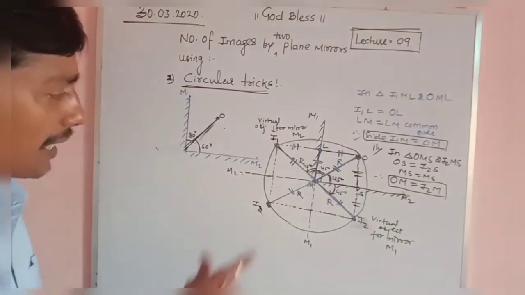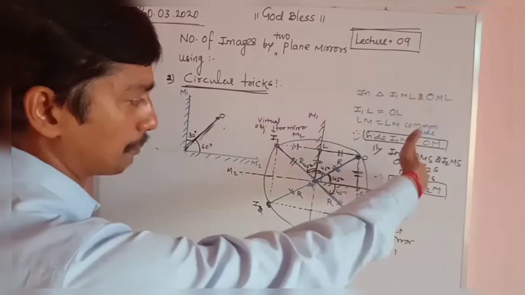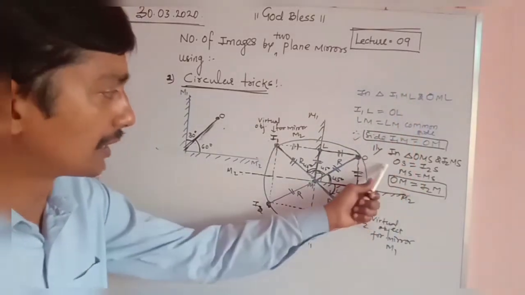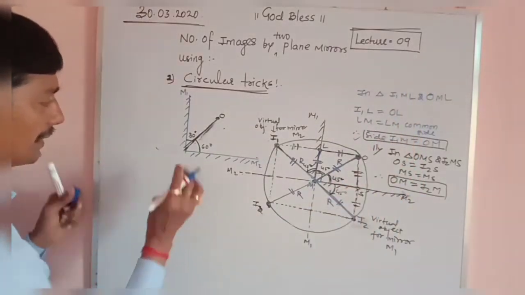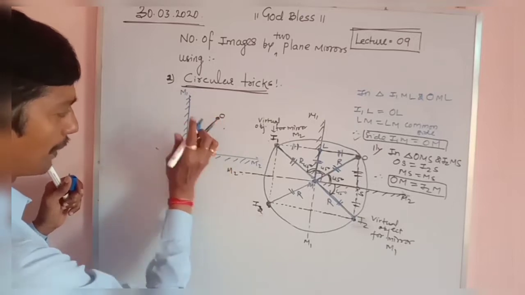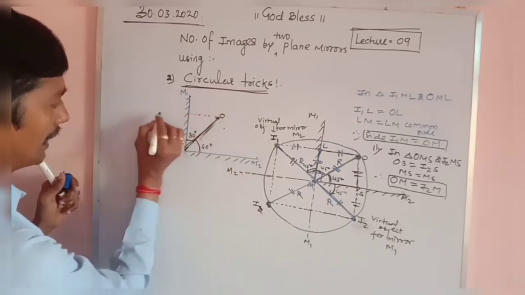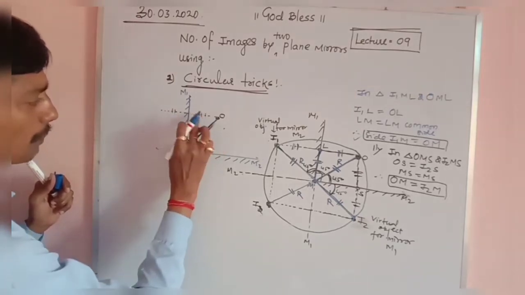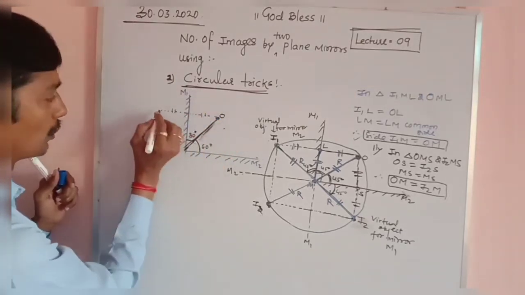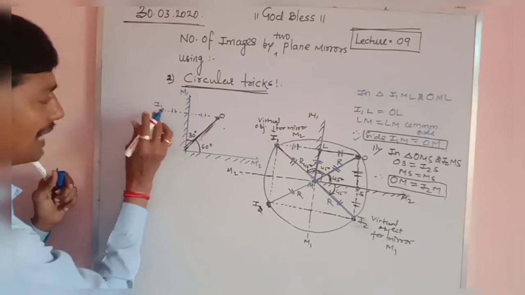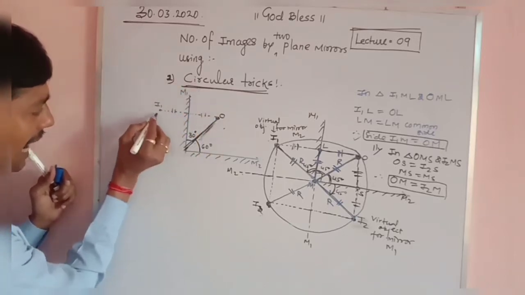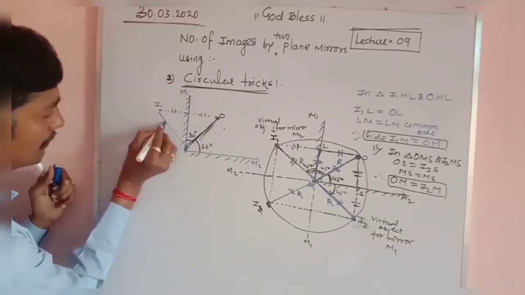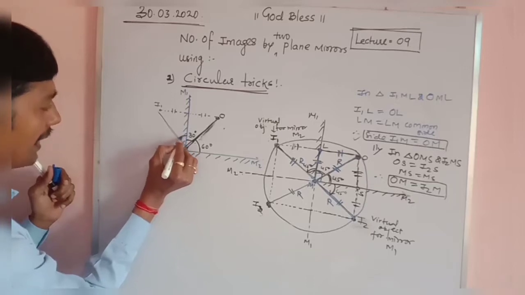So according to the circular trick method, according to this proof, जितने दूर पे यहाँ पर object है, इतने दूर पे यहाँ image मिलेगा. जितने दूर पे object है from mirror M1, उतने दूर पे I will get the image I1. And the angle over here will be 30 degrees.